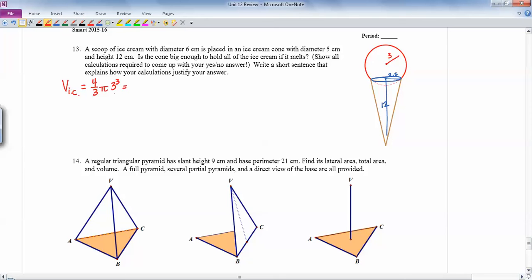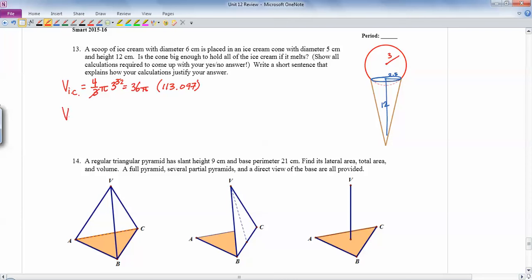And if you work that out, you could get exact form for this. The 3 down here cancels with one of the 3's up there. So we're left with 3 squared, which is 9, times 4 is 36, times pi. So 36 pi. By the way, if you use decimal form, that'd be about 113.097.